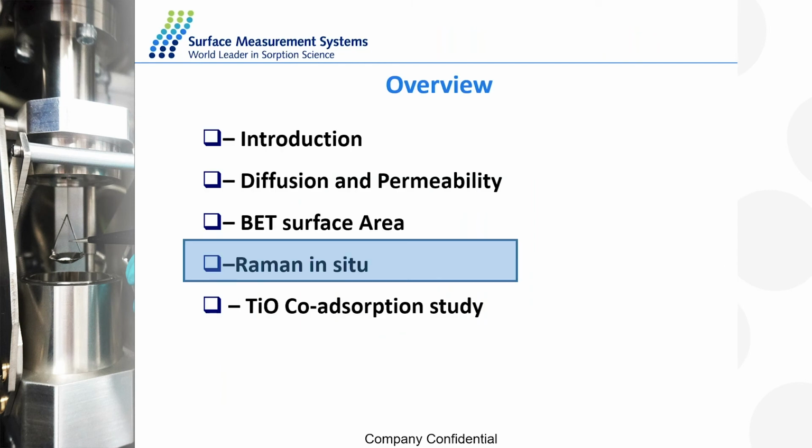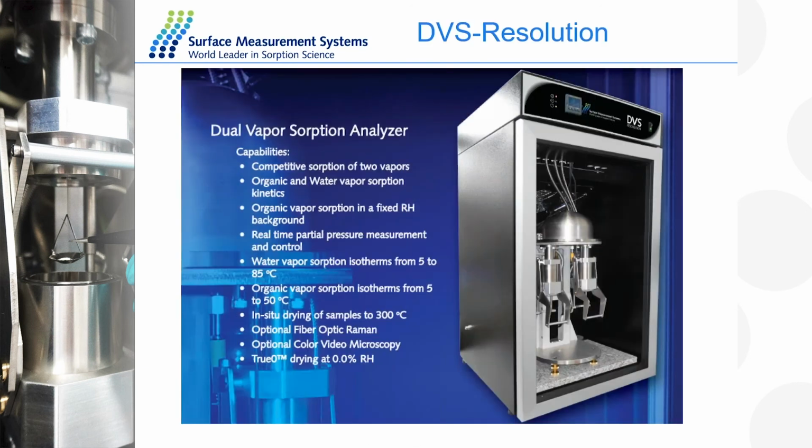So I'm going to move towards the end of our presentation, talking about Raman and the Raman application for a co-absorption study. So how do we perform a Raman experiment? The data that I'm going to show you right now has been collected using DVS Resolution, which allows us to perform experiments with water, organic solvent, water plus organic solvent, or two organic solvents at the same time. And this is what I'm going to show you right now.